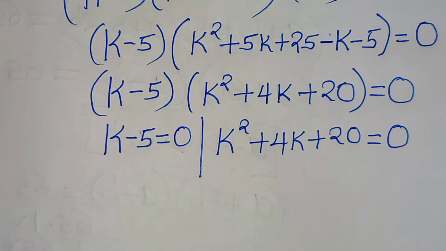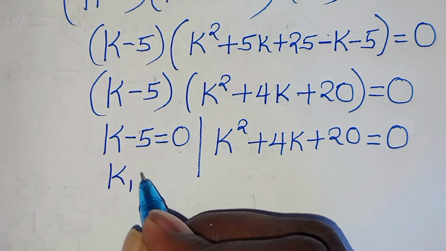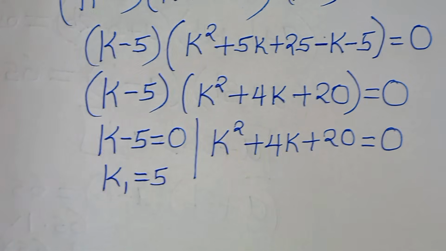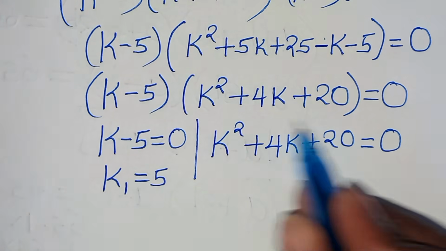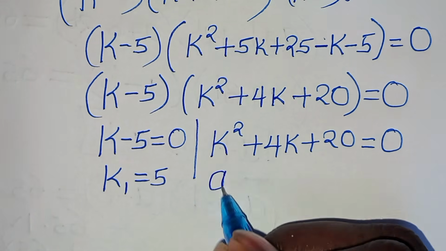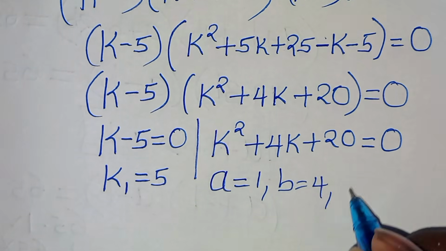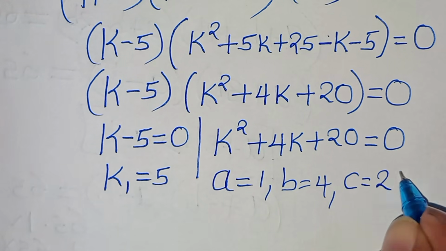So from the first part here, we have that k1 is equal to 5. This is a real solution. Then we have the second part here. This is a quadratic equation. We have the value of A is equal to 1, B is equal to 4, and we have the value of C equal to 20.